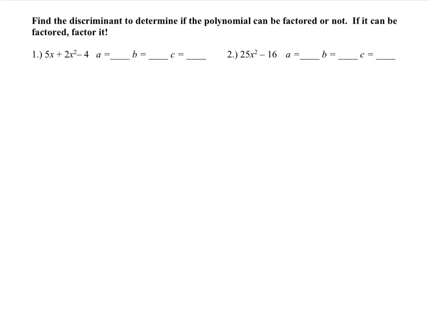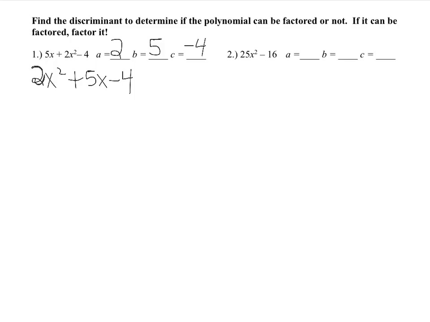All right, so let's try a few more together. Let's look at number 1. Remember that a is the coefficient of x squared, b is the coefficient of x, and c is the constant. This problem is out of order. Because we might end up factoring it, you should rewrite the problem so it's in order. So it should be written 2x squared plus 5x minus 4, which means now a is 2, b is 5, and c is negative 4.